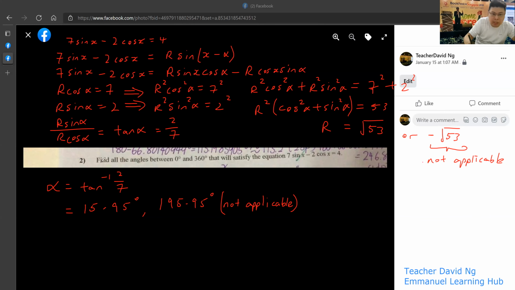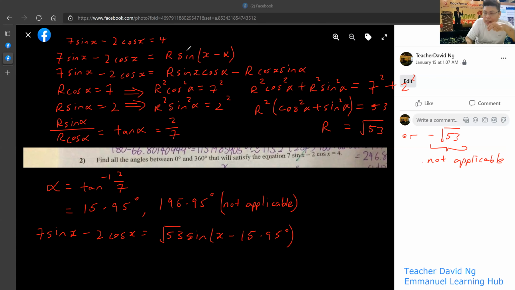So therefore, you can rewrite this expression 7 sine x minus 2 cosine x as square root 53 sine x minus 15.95 degrees. Okay, this is the R formula. So why am I doing this? As I mentioned earlier, the purpose of doing it in R formula is because I want to remove one of the trigonometric functions here.